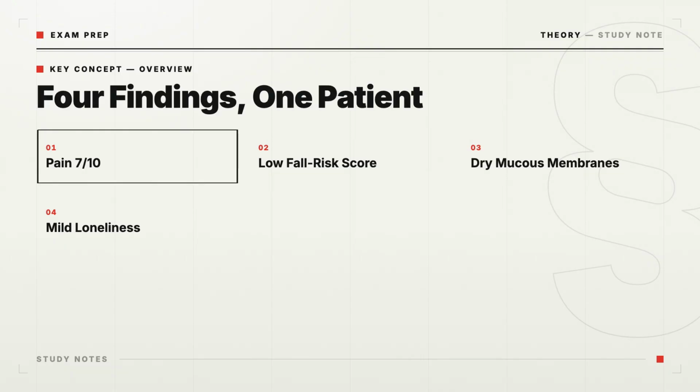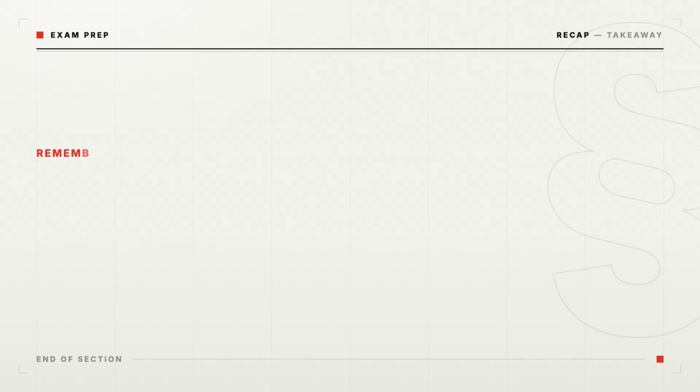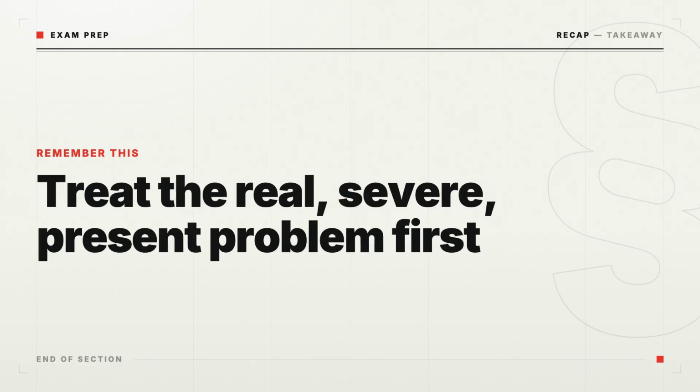Picture a stable woman in her 70s with 4 things true at once: severe hip pain, a low fall risk score, dry mucous membranes, and mild loneliness. The pain is the severe active physiologic threat, so it is treated first while hydration, loneliness, and routine fall precautions follow alongside it. This is different from ABC, which chooses among unstable patients. Here, every patient is safe for the moment, so the nurse ranks by acuity: actual before risk, severe before mild.